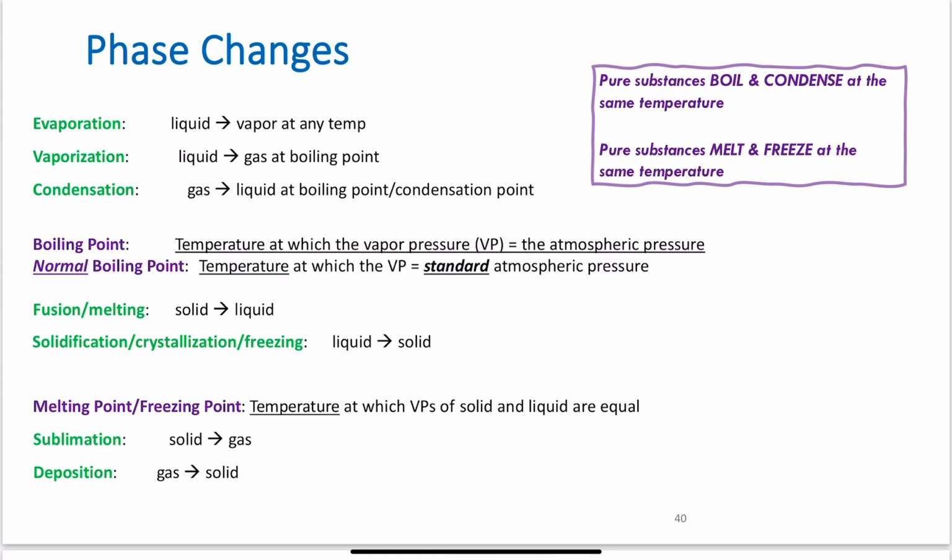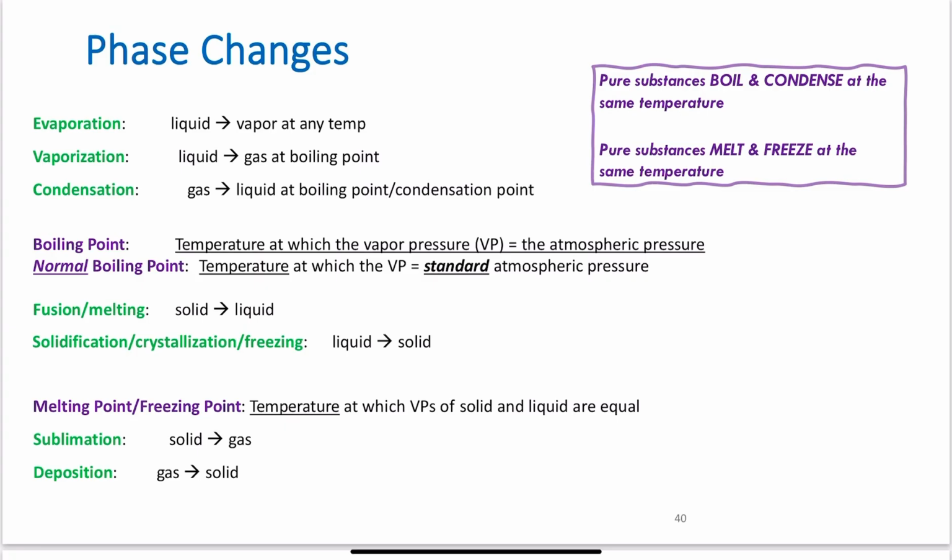Evaporation is when a liquid goes to the vapor phase at any temperature. It doesn't have to be at the boiling point. If a liquid is going to the vapor phase, it is evaporating. Vaporization is the liquid going to gas at boiling point. So if I'm vaporizing something, I am boiling it.